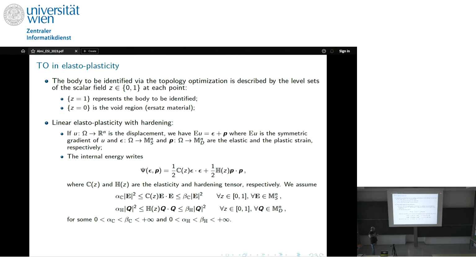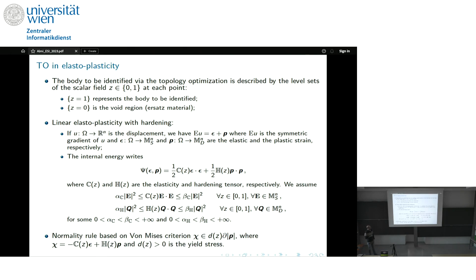Since we're talking about plasticity, I also need some normality rules, some flow rule. The point is that I'm starting from the equilibrium problem. Here I'm using, as one example, the von Mises criterion. So you have that this variable has to be in the subdifferential of the modulus, computed in P.